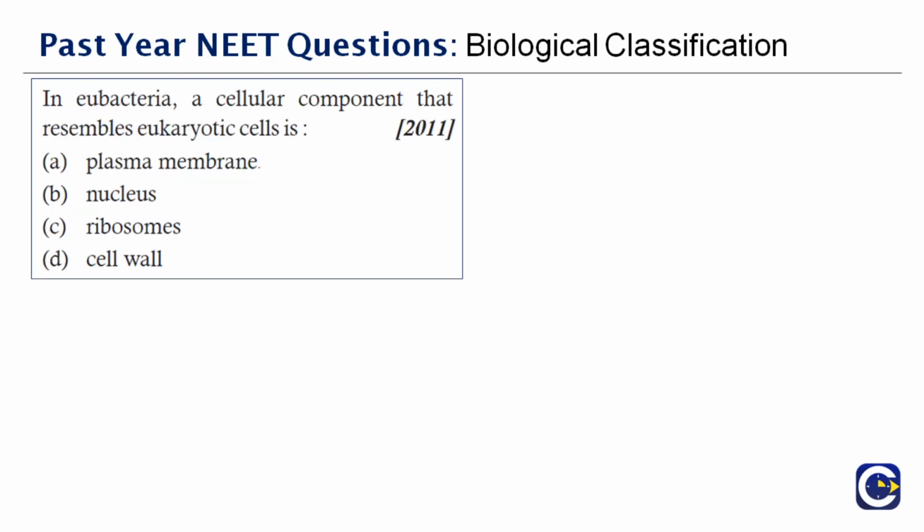Next question here. In eubacteria, which cellular component resembles eukaryotic cells? So just now I explained about eubacteria. They are bacteria which grow in normal habitats, and they differ from archaebacteria because of the cell membrane, and they are a typical biological cell. They constitute a large domain of prokaryotic microorganisms. They are typically only a few micrometers in length.